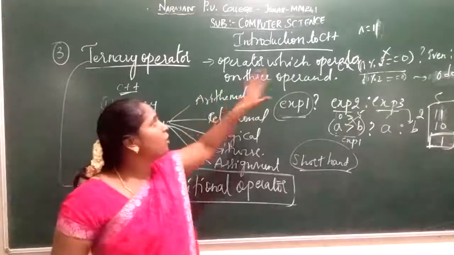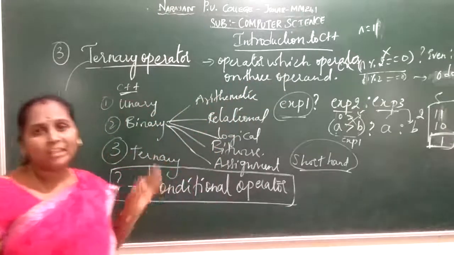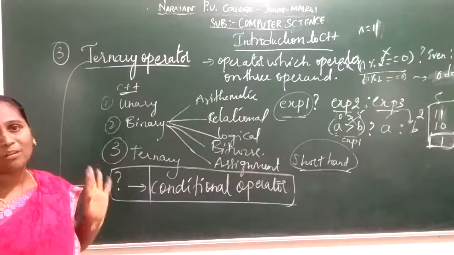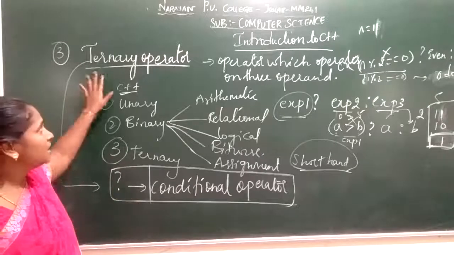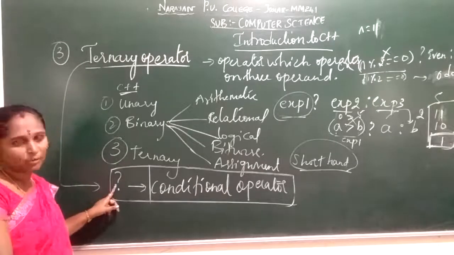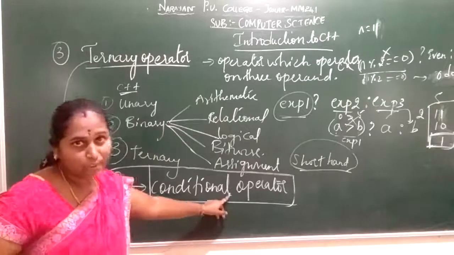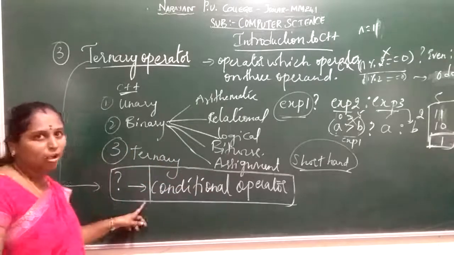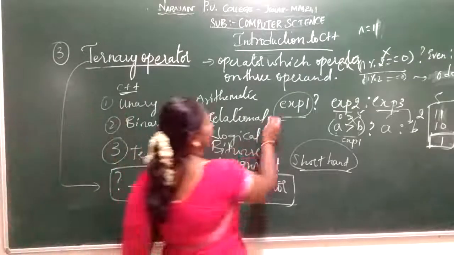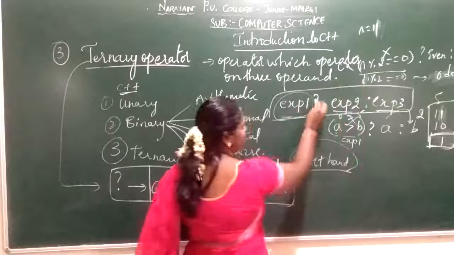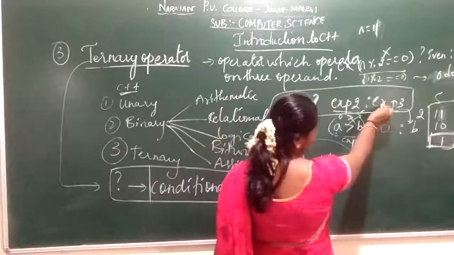An operator which operates on 3 operands we call as the ternary operator. The symbol used for the ternary operator is the question mark, that is nothing but your conditional operator. It is also called as the ternary operator. The syntax is expression 1, your ternary operator, expression 2, expression 3.